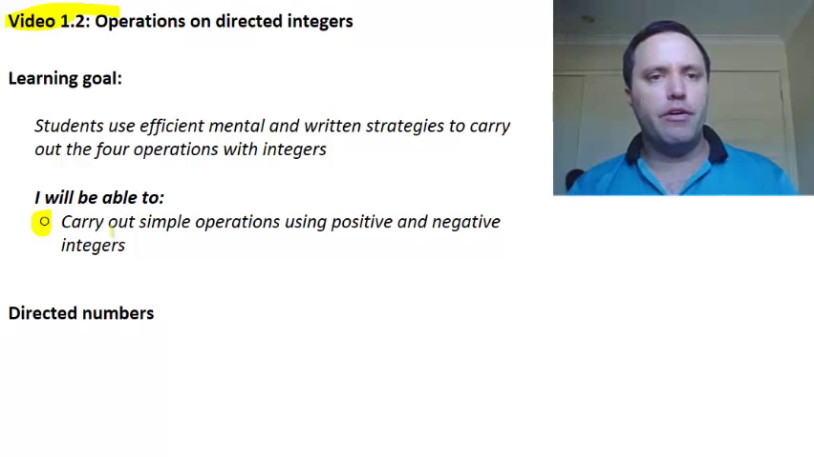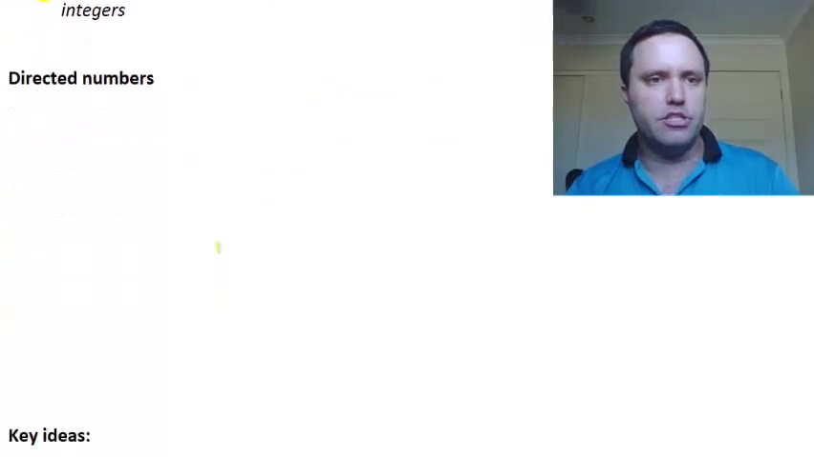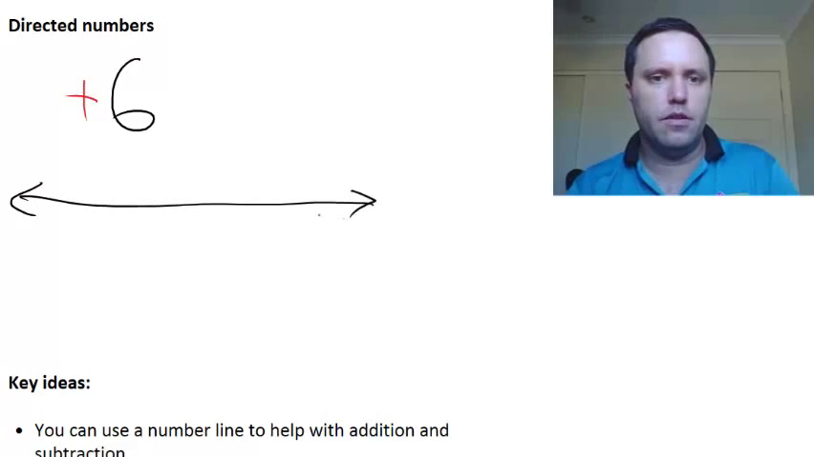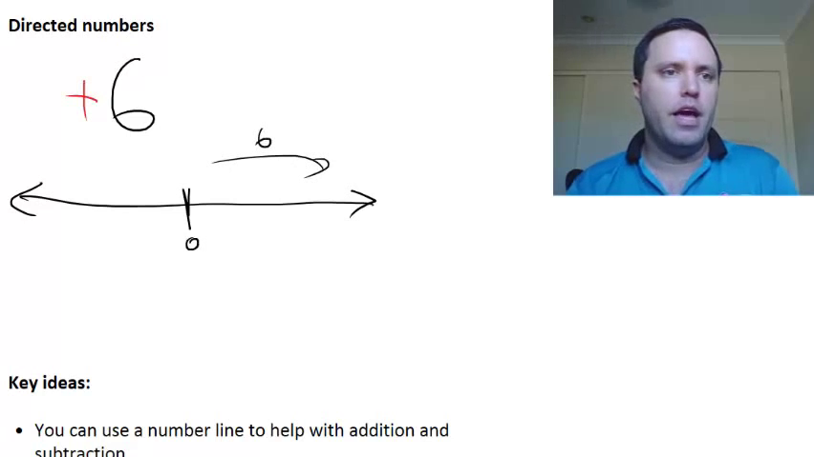Now, you might be wondering, what's this operations on directed integers? Right, so directed numbers and directed integers are kind of that idea that if I have 6, invisibly we have like a positive sign here, okay? And so that means that this 6, if I was to have sort of a number line here, and here's 0, that 6 means it's 6 in this direction, okay?